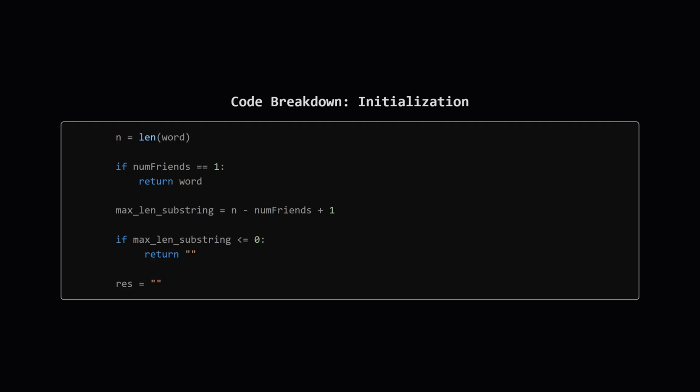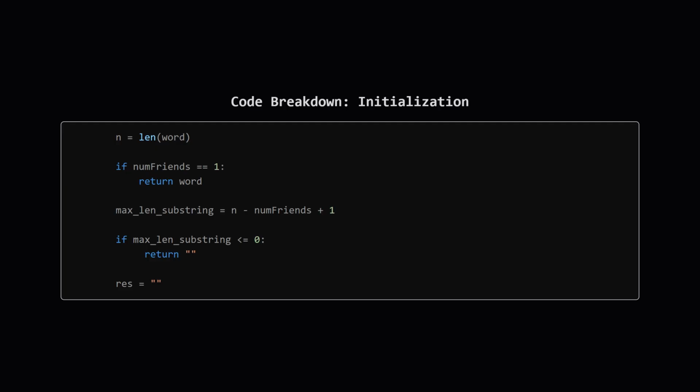Next, we calculate max_len_substring, which is n minus numFriends plus 1. This is the maximum length any piece can have. There's a small check here. If this max_len_substring turns out to be 0 or negative, which could happen if the word is shorter than the number of friends, it means no valid piece of at least length 1 can be formed. In such a scenario, an empty string might be returned, as no valid positive length substring fits the criteria.